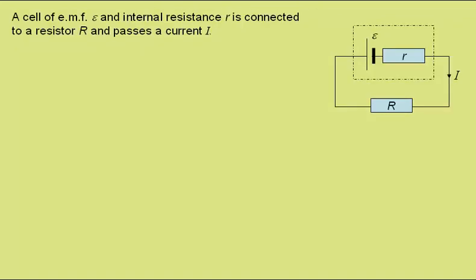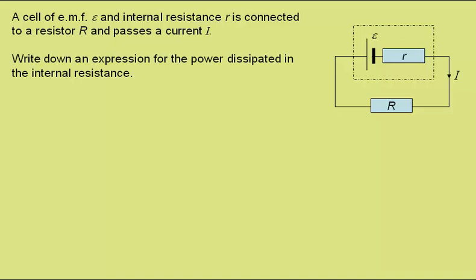A cell of e.m.f epsilon and internal resistance little r is connected to a resistor of resistance capital R and passes a current I. Write down an expression for the power dissipated in the internal resistance. Well, power is given by I squared R, so in this case the power will be I squared times little r, the internal resistance.